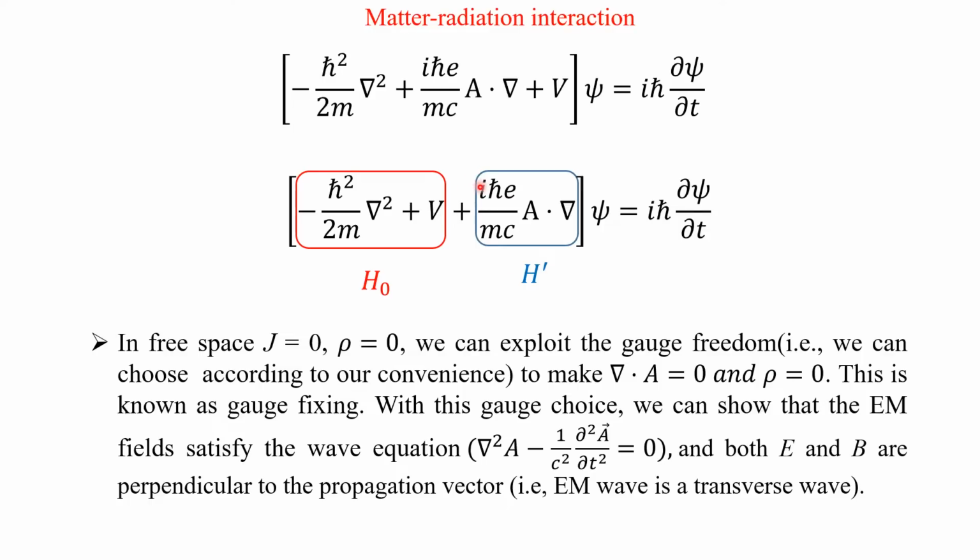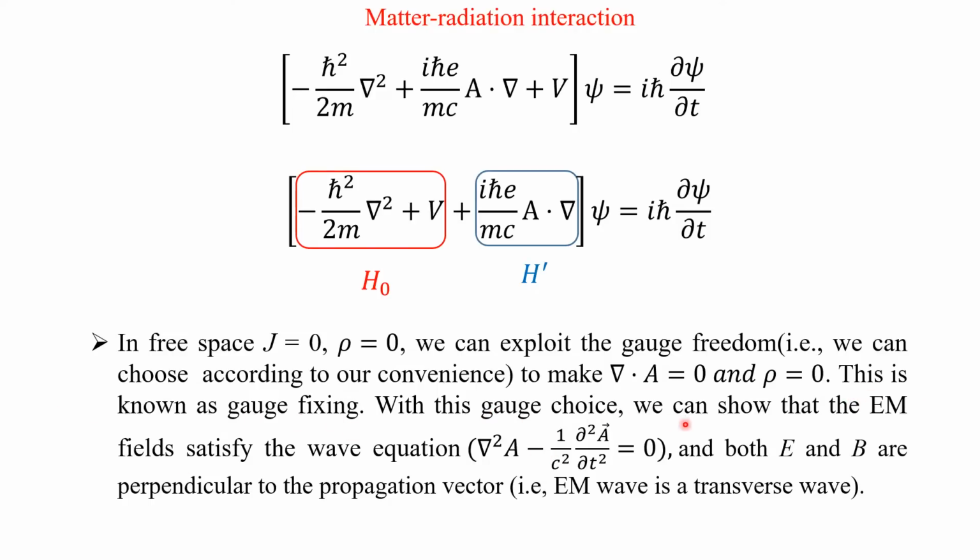That is, H prime is equal to i h cross e over mc A dot del, which is equal to, of course, i h cross dψ by dt. In free space, you know, J is equal to 0, rho is equal to 0. We can exploit the gauge freedom. We can choose, according to our convenience, the parameter to make divergence A equal to 0 and rho equal to 0. This is known as gauge fixing.